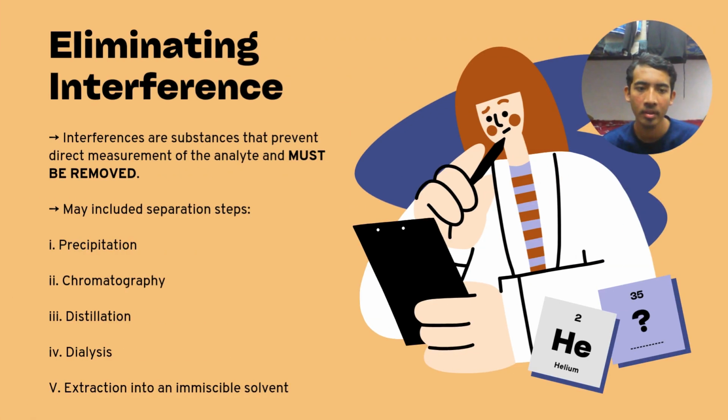Eliminating interference. Interferences are substances that prevent direct measurement of the analyte and must be removed. May include separation step, precipitation, chromatography, distillation, dialysis, extraction into immiscible solvent.